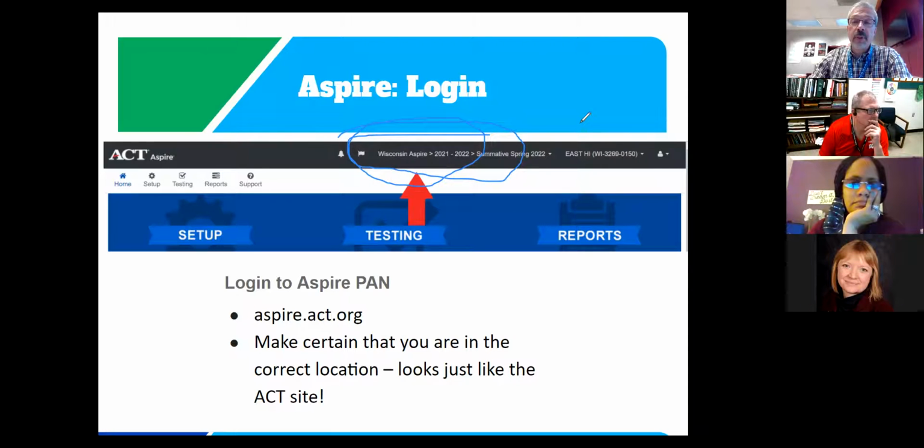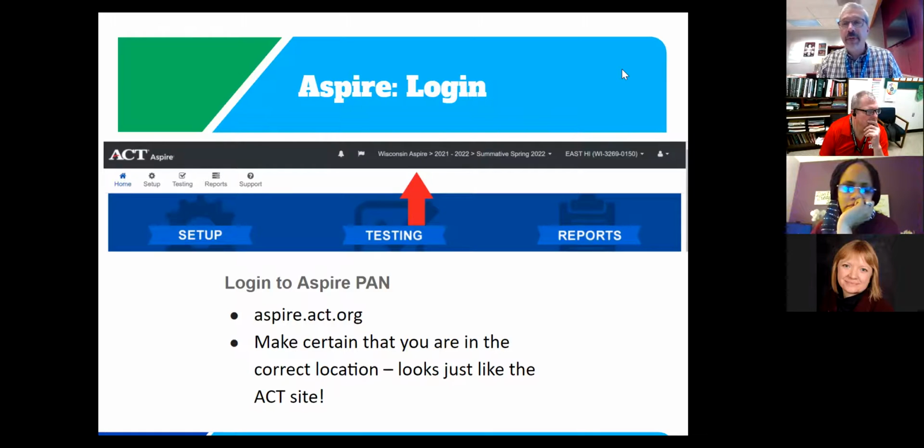Because the worst thing is if you decide, well, I'm going to go and check this for the student. How come the student isn't there? And you spend a lot of time looking at ACT when you really wanted to look at Aspire, or vice versa. So here is the login for Aspire Pearson Access Next. It's aspire.act.org. So that will take you to the correct login.